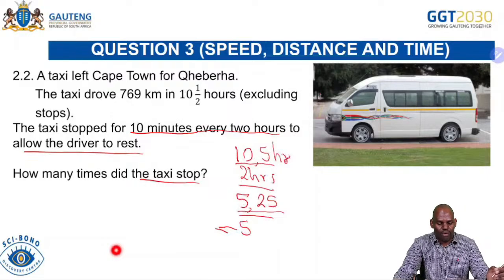Or maybe some of you might not even do the calculation. You can say the first 2 hours, then the next one is 4, then 6, 8, then 10. Then you can see you've got 5 two-hour periods. So the 5 two-hour periods means it's going to be 5 stops in between.